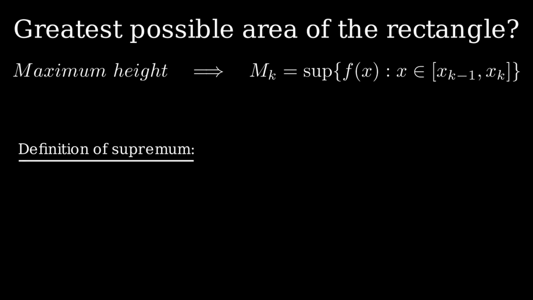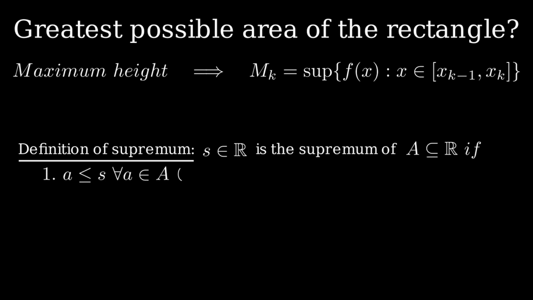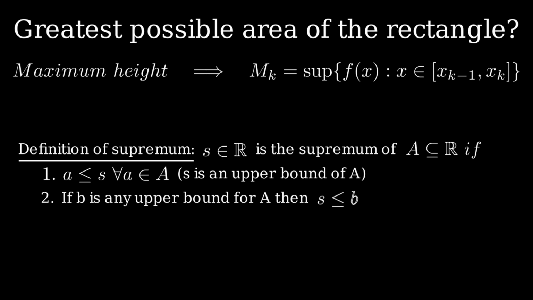S is the supremum of a set A if, firstly, all elements in the set A are less than or equal to S, that is, S is an upper bound for the set A, and also if B is an upper bound as well, then B is greater than or equal to S. In a way, with the supremum we are making sure that we get a value which is greater than or equal to all the elements of the set, but that it is also as close to the set as possible. This last fact makes us approximate the function.